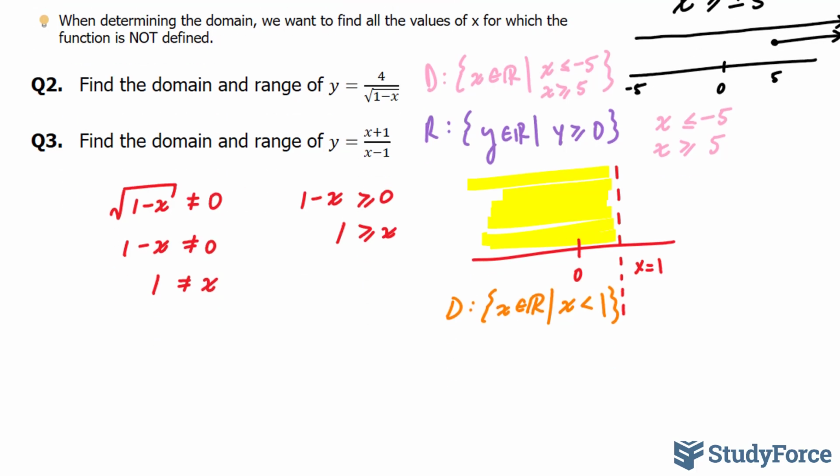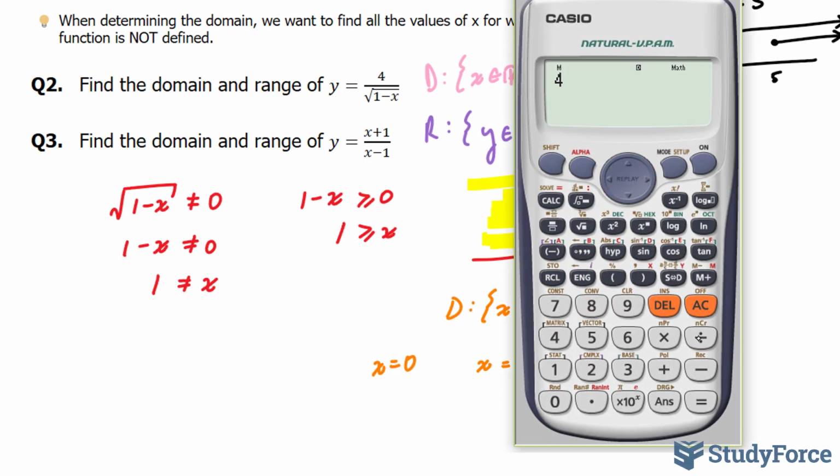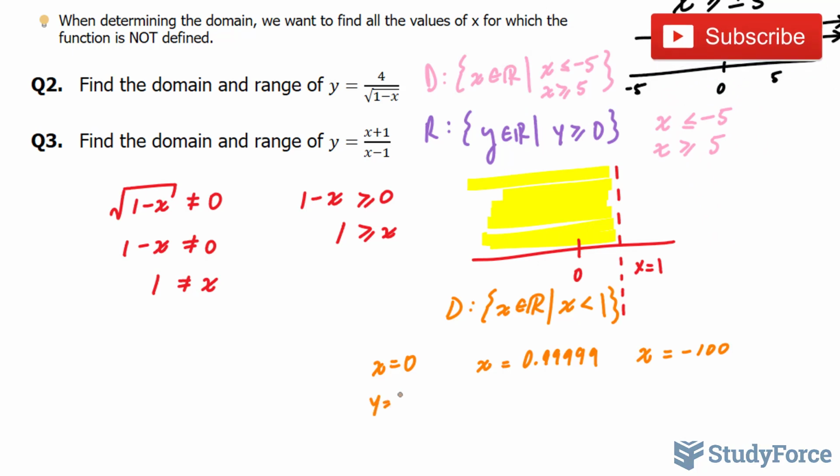Now let's find out what happens for our range when x is equal to 0, when x is very close to 1 from the left side. Let's choose 0.99999. And when x is a very large negative number, let's choose negative 100. Using this function, we have 4 over the square root of 1 minus 0. We get 4. Y value of 4.